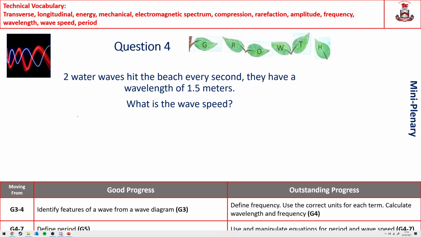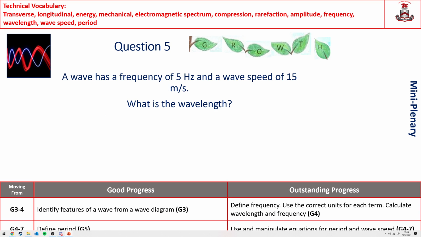So, 2 water waves hit the beach every second. They have a wavelength of 1.5 meters. So, wave speed equals frequency times wavelength. 2 water waves every second. That's a frequency of 2 times 1.5. Okay, so the wave speed is 3 meters per second.